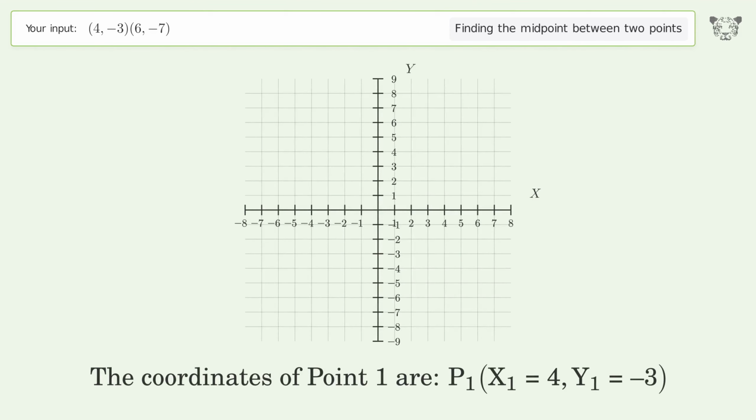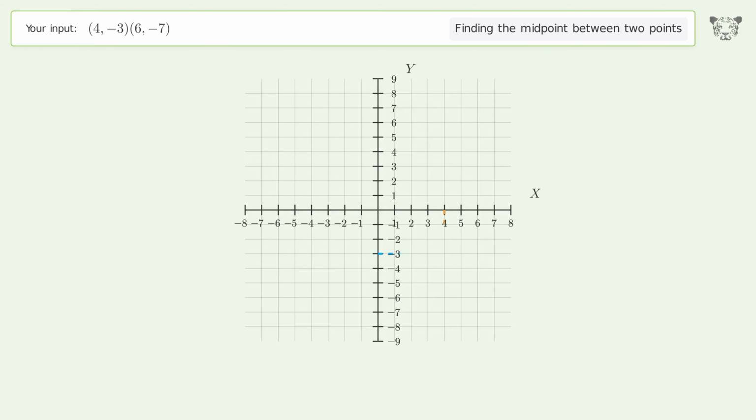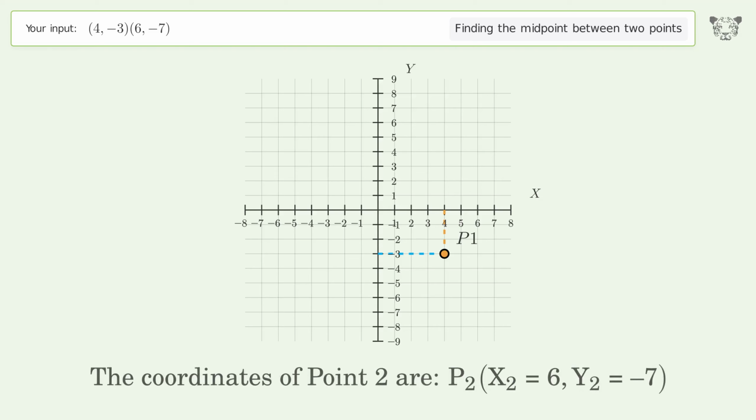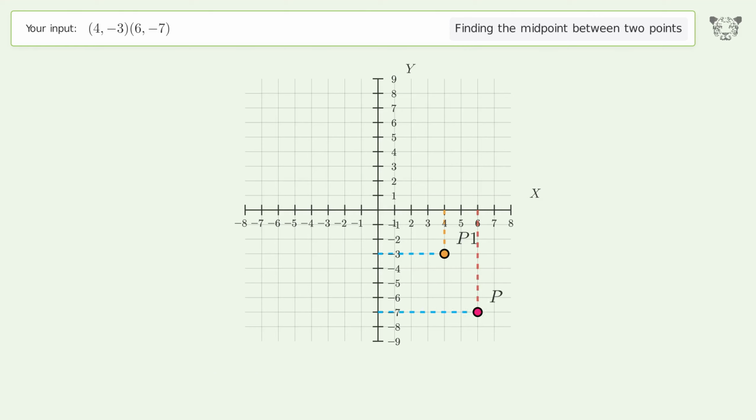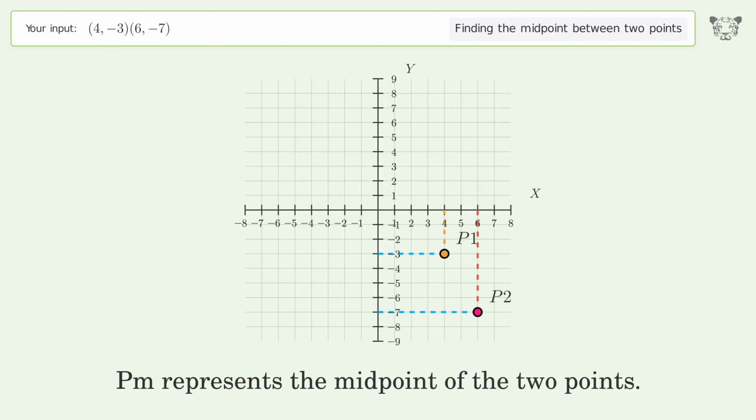The coordinates of point 1 are x1 equals 4, y1 equals -3. The coordinates of point 2 are x2 equals 6, y2 equals -7. PM represents the midpoint of the 2 points.